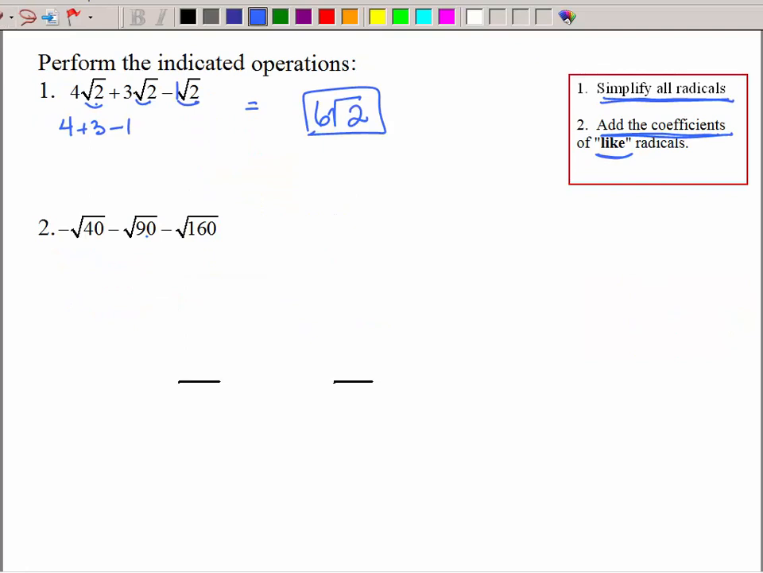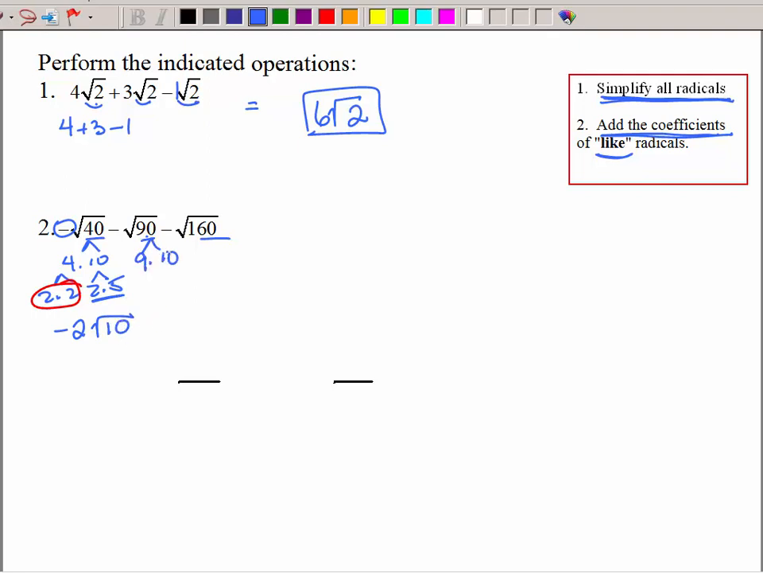The second example, a little bit harder. The radicals are definitely not the same, but you can't just say, well, they're not the same, so I'm done. No, we have to simplify those radicals. So remember 40, we would do some prime factoring. 4 times 10, we could break that apart some more and go, all right, since it's a square root, I'm looking for a pair. So don't leave out that negative. So we'd have negative 2 times the square root of 10.